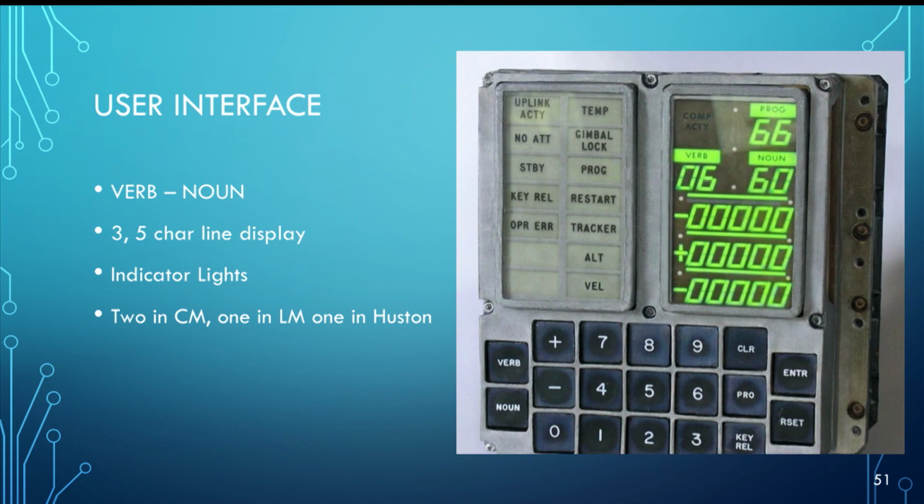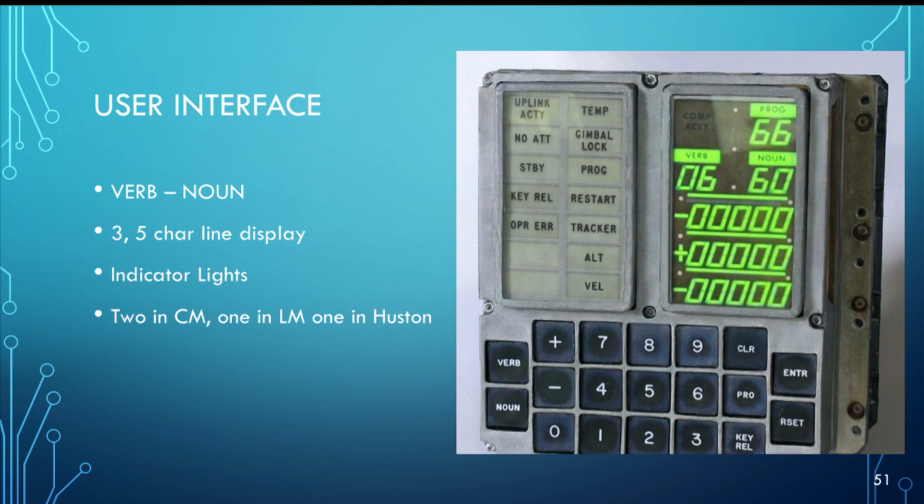So verb 06 might display some value in decimal. You could also display an octal here. For a long time in the user interface, there was some debate of whether or not they would train astronauts to read octal. Ultimately, some astronauts did get pretty proficient at reading octal because of how many hours they trained on this thing.